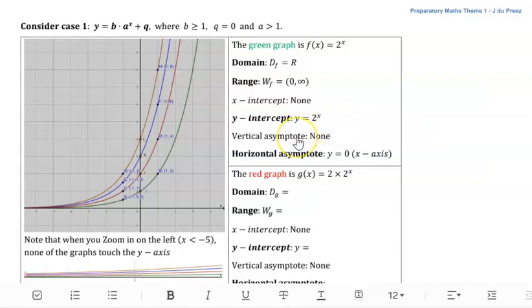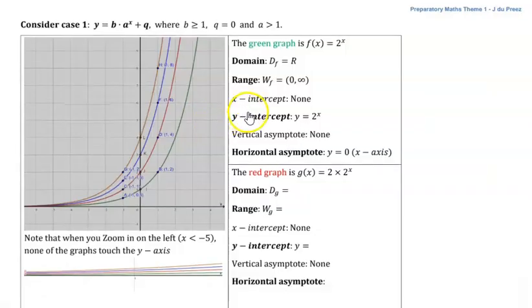And we do not have a vertical asymptote, but if we look at the y-intercept, that happens when x is equal to 0. So therefore, y is equal to 2 to the 0, which is equal to 1. That is my y-intercept, and I will zoom into the graph just now and show you.